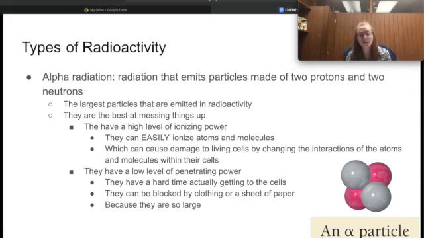However, alpha radiation can literally be blocked by a sheet of paper, a cloth mask, clothing, because it's so large in comparison to the other things we're talking about. So while alpha radiation has the biggest potential to actually ionize cells and cause problems, it actually has a hard time getting to the cells to cause that problem.